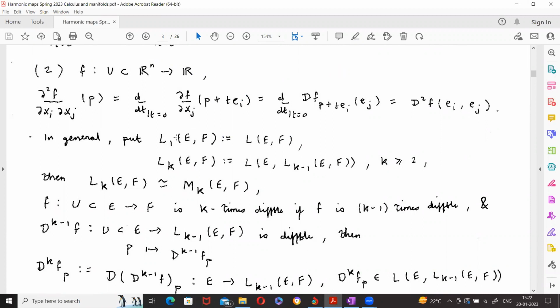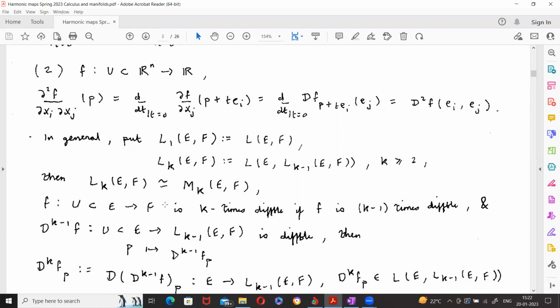So you define a sequence of vector spaces. L1(E,F) is just L(E,F). And then you define Lk(E,F) inductively as L(E, L_{k-1}(E,F)) for k greater than or equal to 2. Then it's not hard to show that Lk(E,F) will be naturally isometric and isomorphic to the space of bounded k-multilinear maps, Mk(E,F).